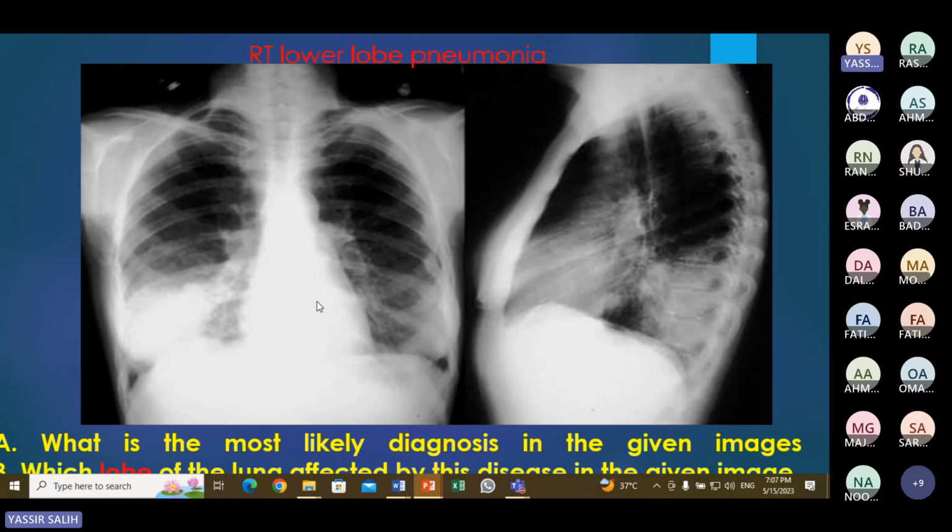No, we have a specific appearance, and we depend on it to know which lobe is affected by the pathology. We know that the right lower lobe has a specific appearance, the right middle lobe has its appearance, and the left lower lobe too. All lobes have their specific appearance on the chest X-ray when they are involved.